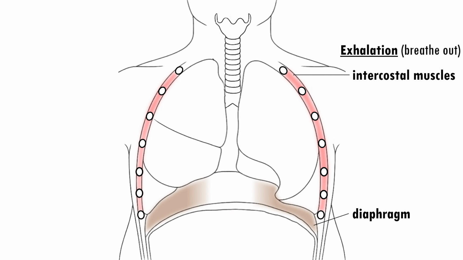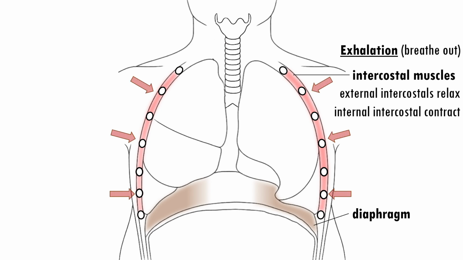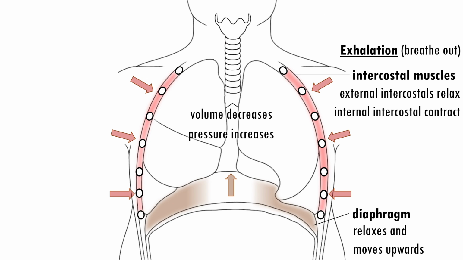During exhalation, the external intercostals relax, while the internal intercostals contract, pulling the ribs down and inward. The diaphragm relaxes and returns to its dome shape. This reduces the volume of the chest cavity, which increases the pressure inside the lungs, so air is pushed out. Additionally, the lungs are elastic, like a balloon. This elastic recoil helps push air out during exhalation without much effort.